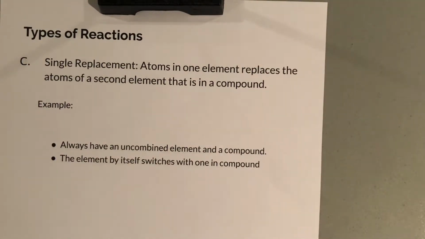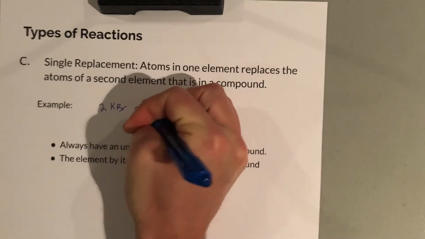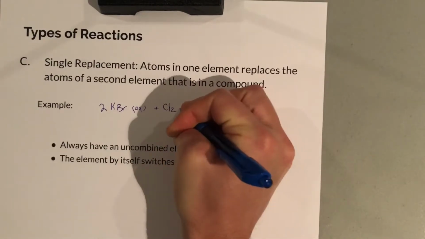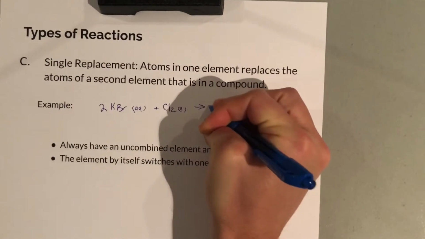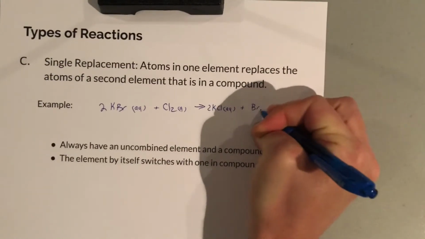The third reaction type is a single replacement reaction. Synthesis was the first one. In a single replacement reaction, atoms in one element replace the atoms in a second element that is in a compound. So that would look something like this. You have 2 KBr plus Cl2 goes to form 2 KCl plus Br2.